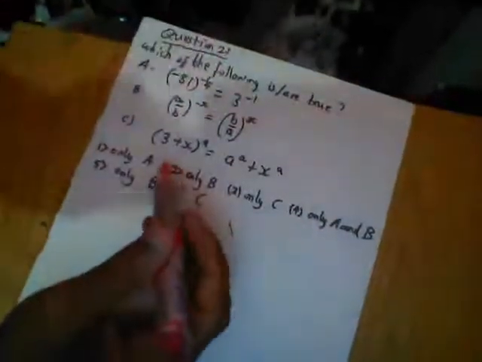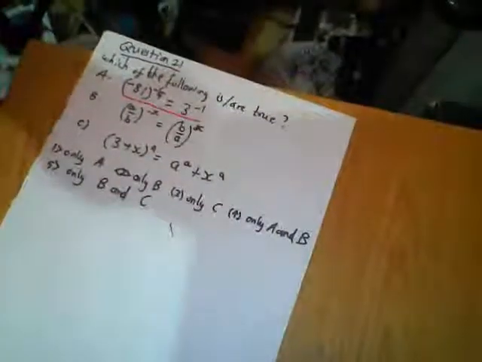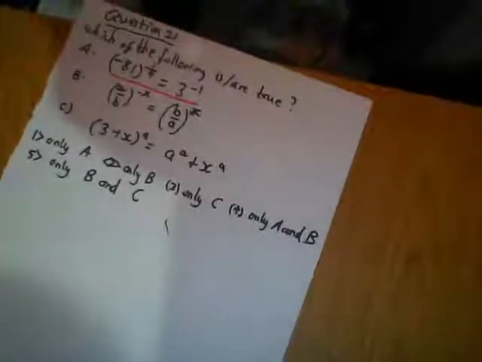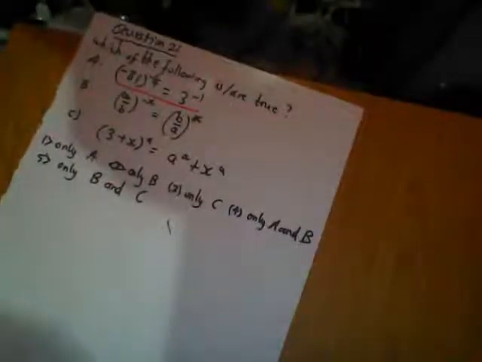Okay. Question 21, they say, which of the following are true? Come on, man, I don't have to do this because you can plug it in the calculator. Okay, so let me take the left-hand side. 3 exponent 4, it's not true, excuse me. Yeah, 3 exponent 4 equals 81.